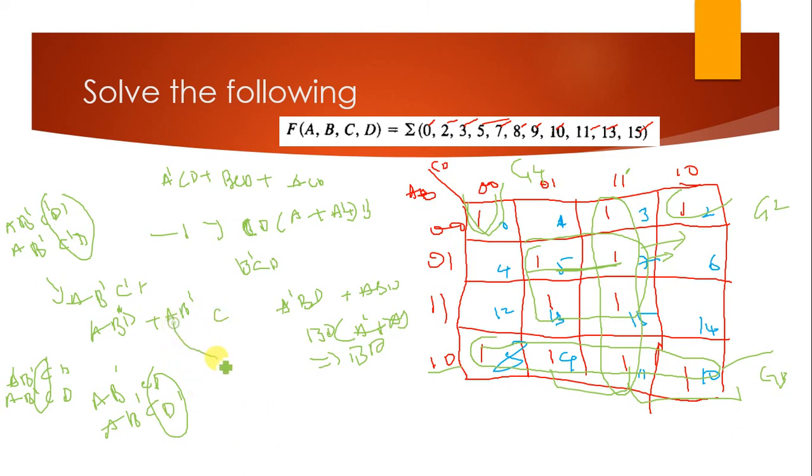So the output equation, if you write it together, A, B dash would remain the common thing. Then C plus C dash, plus D. So that will become A B dash D. C plus C dash is unity. When you multiply it, it will become 1. With this AB, A B dash D. This is the last combination for the horizontal row.